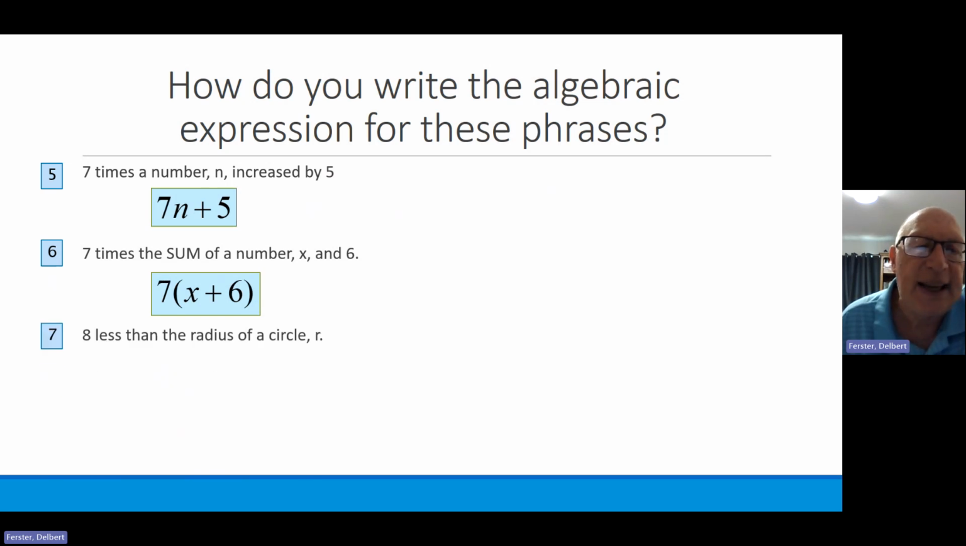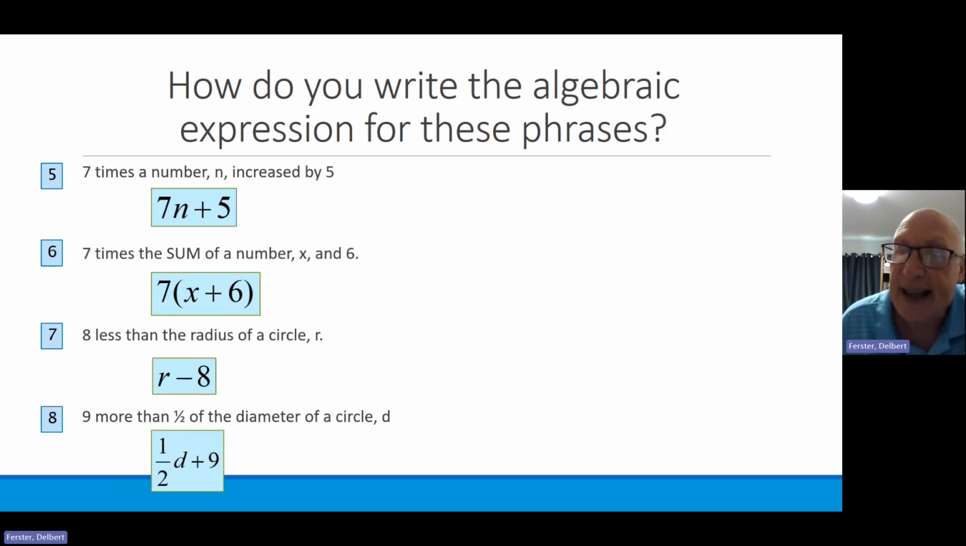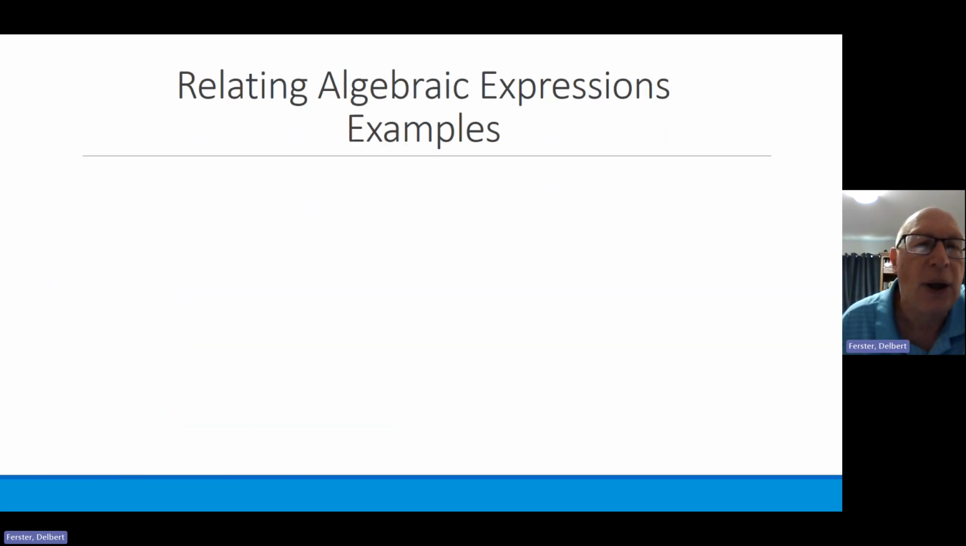Number 7 says, let's take 8 less than the radius. Let's call the radius r. You've already had this song before. The less than comes in second. So it's the radius diminished by 8. Last one in this slide, 9 more than a half of the diameter. Well, if we call the diameter d, that's a half d, and then add 9 to increase.